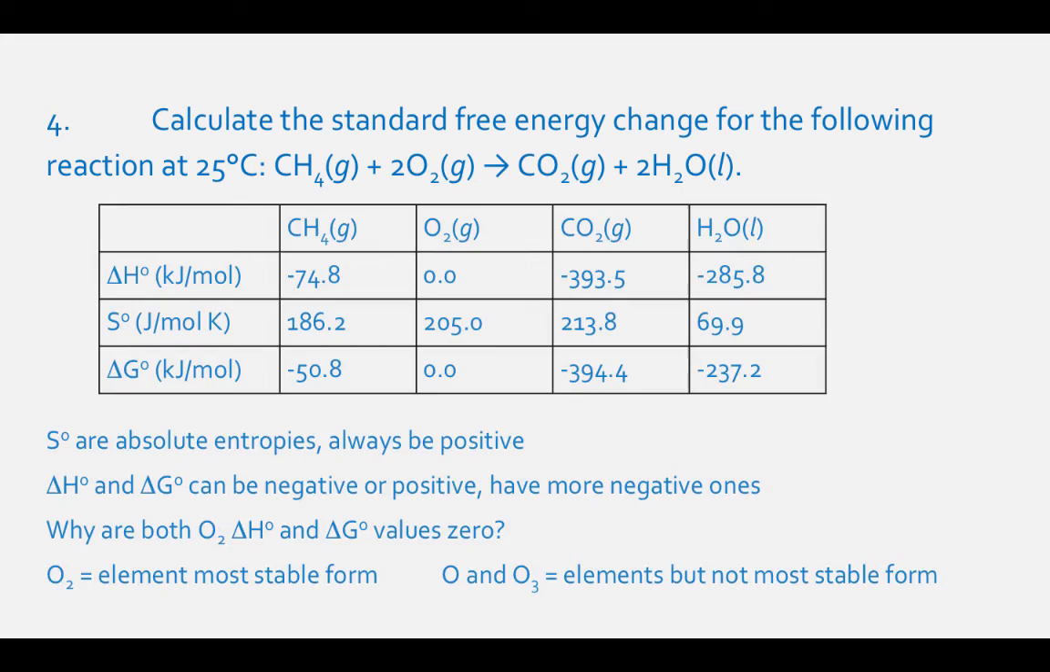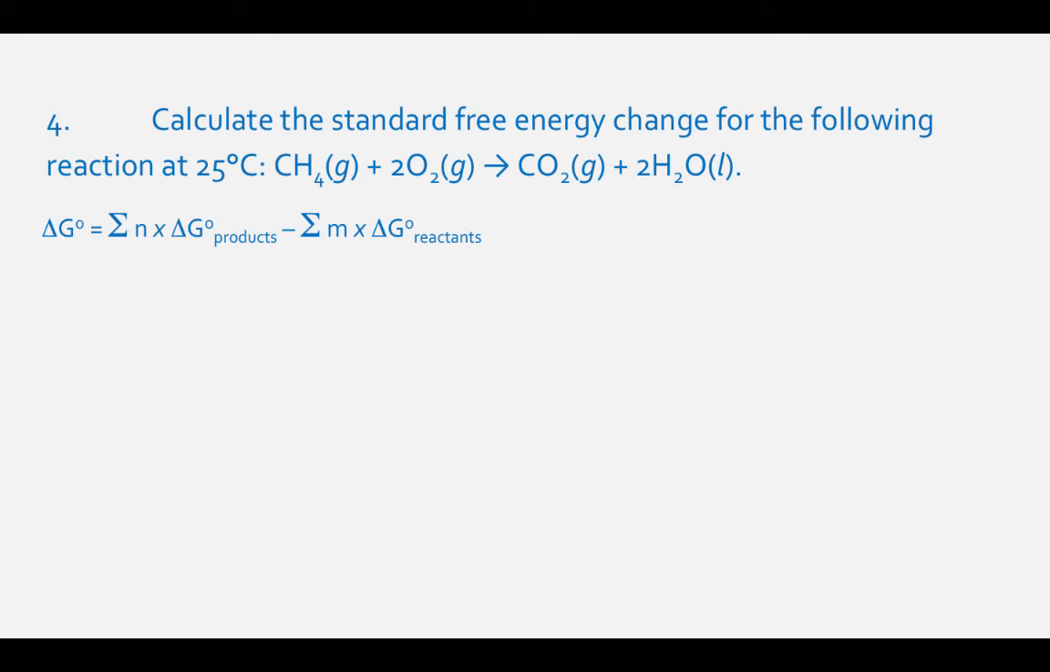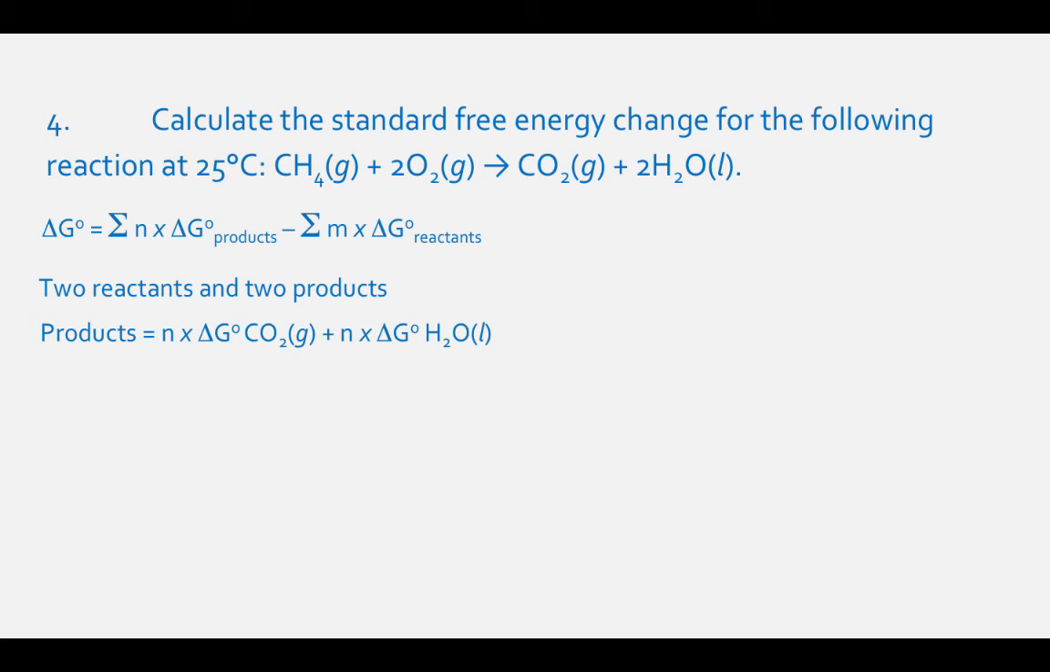Let's do this problem the easy way, by substituting in the values of delta G into this equation. The standard delta G of the reaction equals the product of all the coefficients of the individual products times their standard changes in Gibbs free energy of formation, summed, minus the products of all the coefficients of the reactants times their standard changes in Gibbs free energy of formation, summed. For this reaction, we have two reactants and two products. So the first part of this equation will be the coefficient of CO2 times the standard delta G value for CO2 gas plus the coefficient for H2O times the standard delta G value for H2O liquid.